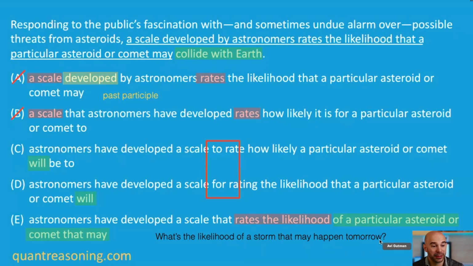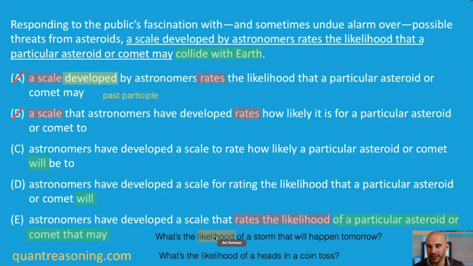But I think it also relates to what JD was saying. Like, we ask about the likelihood that something will happen, some action. You need a clause. Whereas here, what are you actually asking? What's the likelihood of a storm that may happen tomorrow? What you meant to ask is, what's the likelihood that we'll have a storm tomorrow? To JD's point, you might say, what's the likelihood of a heads in a coin toss? But you wouldn't ask, what's the likelihood of a heads that may come up in a coin? Yeah, it's all wrong. That's just not how we use the word likelihood in the English language.